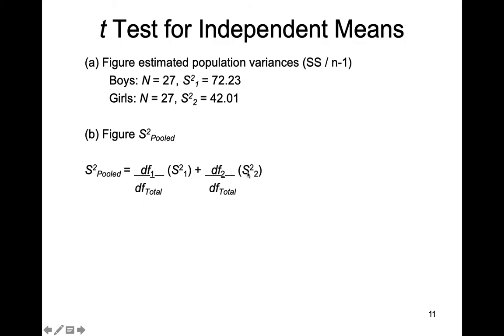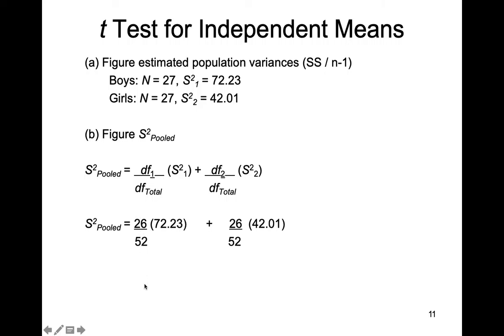But I'm still going to go through calculating it the more complicated way, taking the weighted estimate. So degrees of freedom 1 is n minus 1. n1 is 27, and 27 minus 1 is 26. Because girls have the same sample size, degrees of freedom 2 is also 26. We get total degrees of freedom by adding together degrees of freedom 1 and degrees of freedom 2. So 26 plus 26 is 52.